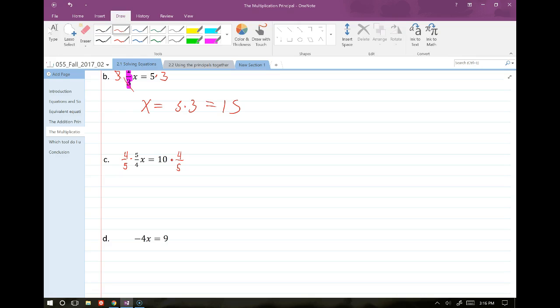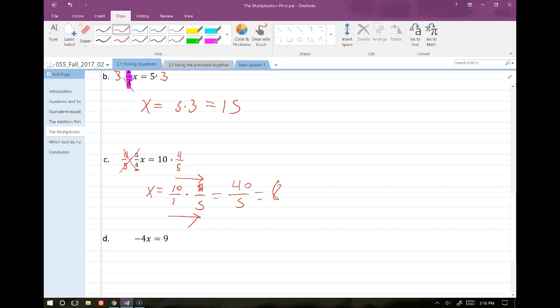Okay, so for this one, as you might have done on your own, if you had a little bit of trouble with this, no big deal, we just learned it. With this one, I just noticed that 4/5 is the reciprocal of 5/4, which is our coefficient. That means these turn into 1. Then on our next line, we say x is equal to 10 times 4/5. Well, that is like saying 10 over 1 times 4 over 5. We multiply straight across the top and straight across the bottom, and we get 40 over 5.